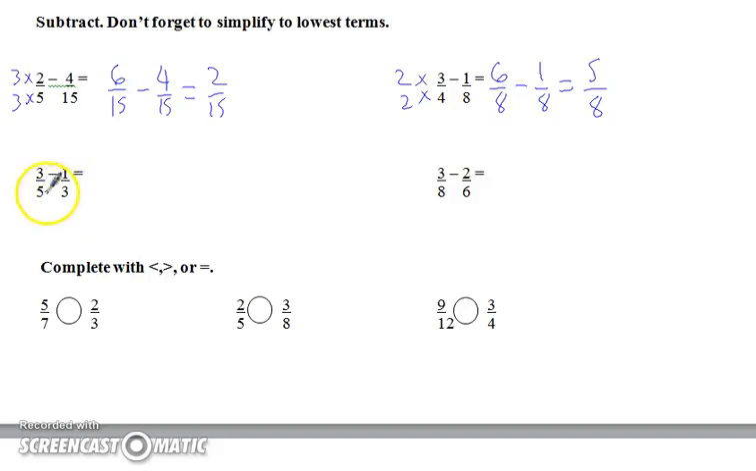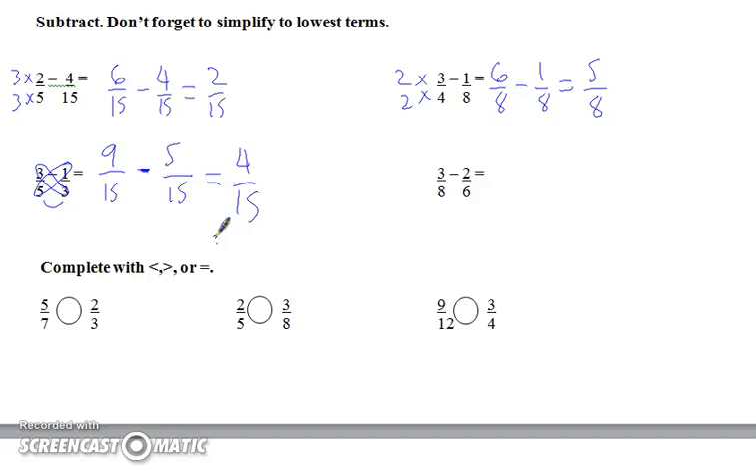Can I take 3 times something to get to 5? Nope. So I'm going to do my cross multiplying. Both of my fractions are going to be 15ths. Remember, we're subtracting down here. 3 times 3 is 9. 1 times 5 is 5. 9/15 minus 5/15 equals 4/15, and you cannot simplify any lower.